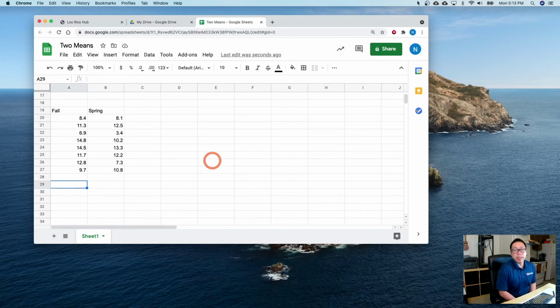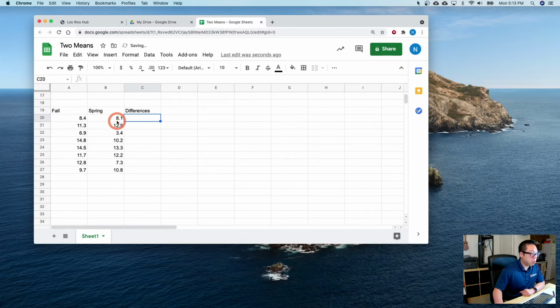All right, so I have the data entered. And because this is matched, what we want to do is subtract the fall minus the spring. So I'm going to create a new column called differences, where I'm going to subtract 8.4 minus 8.1, 11.3 minus 12.5. And the easy way to do this is to set up that first box.